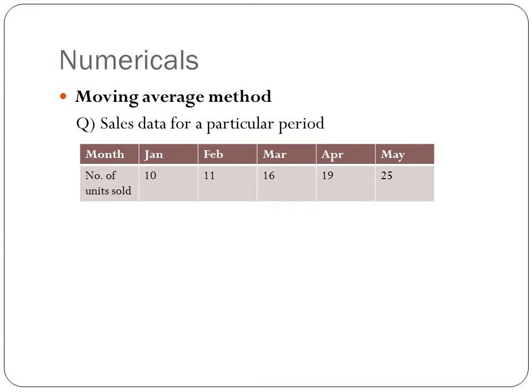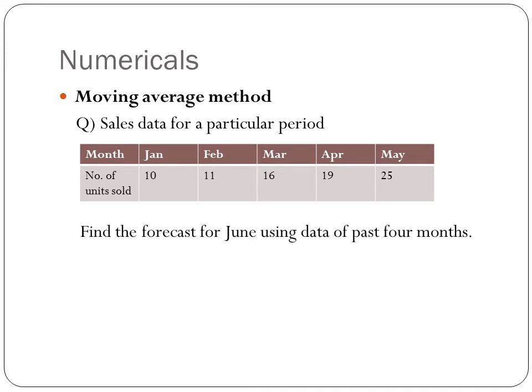For January, the number of units sold, these are the actual, is 10. For February it is 11. For March it is 16. For April it is 19. And for May it is 25. So we have to forecast the value of June. We have to forecast how many units would be sold in June using the past 4 months.